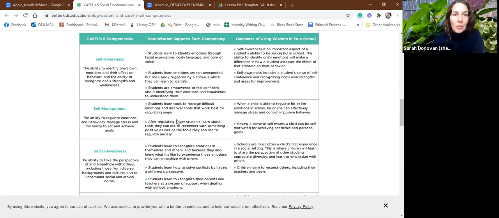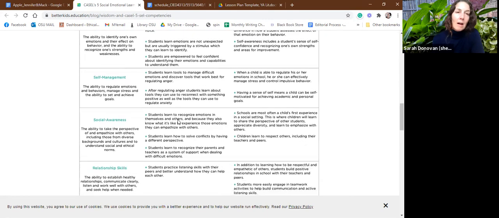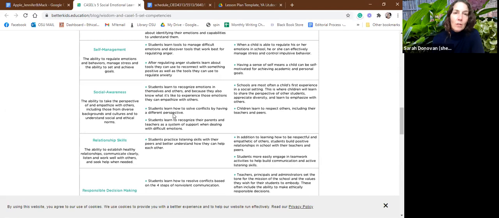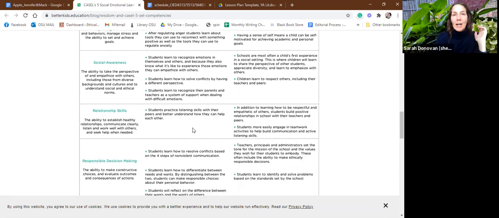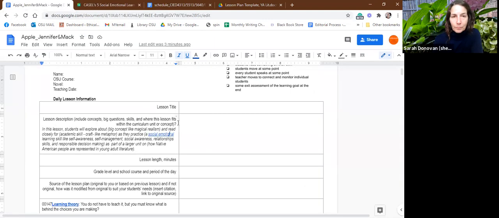Self-management, some students might have this as their goal. Social awareness, solving conflicts or having a different perspective. If we have a conversation that might have some opinions or some bias in there, just recognizing them, practicing listening skills. So in general, we'll use this relationship skills goal because we're practicing a dialogic classroom and having discussions. We're going to practice listening skills and relating to our peers in that way. So that might be a good goal.